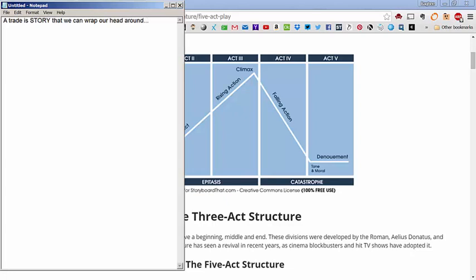And here's the important part, because a lot of traders stop there. Big mistake. Okay, I understand XYZ, let's go trade it. No, not so fast. Two parts. A trade is a story that we can wrap our head around and then prove with price.